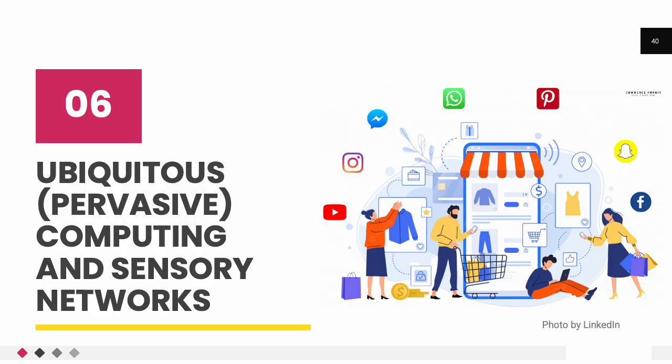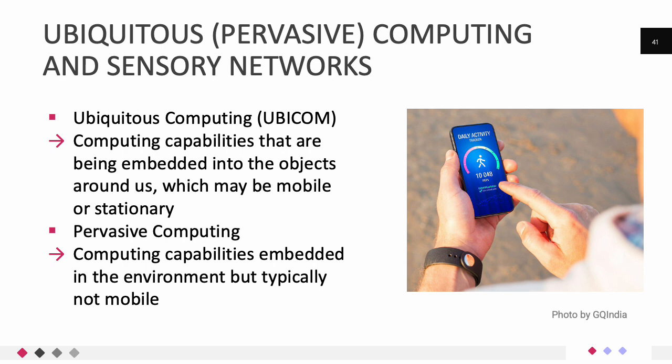Okay, now let's talk about something else. It's called ubiquitous or pervasive computing and sensory networks. Ubiquitous computing, or Ubicom. You may also hear it called pervasive computing. Ubiquitous is just a fancy word for everywhere.